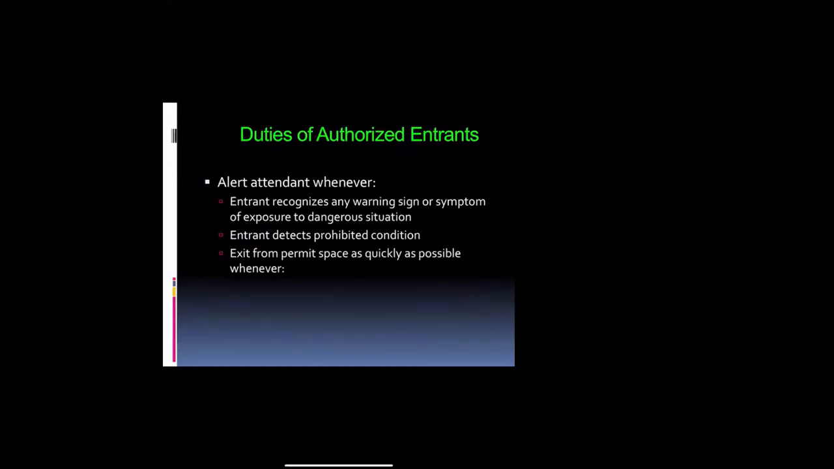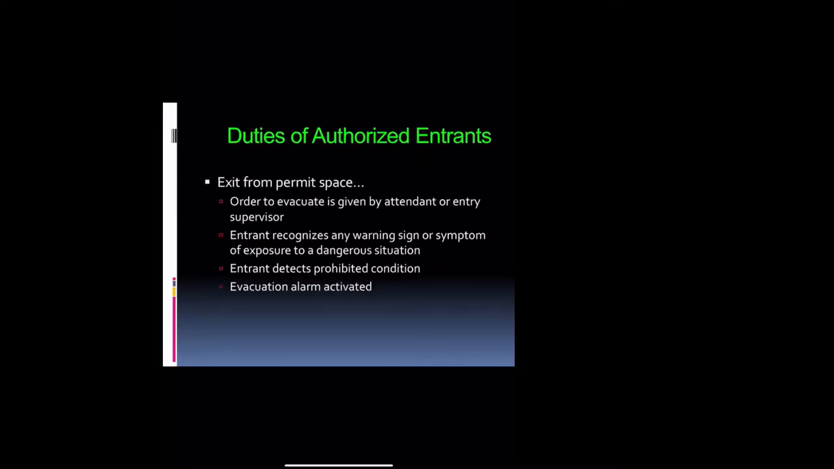They have to alert an attendant if you recognize any serious warning sign or symptom of exposure. If you detect a prohibited condition, like, you know what, we're supposed to cut the power, but there's still power down here. There's still lights down here. The water's still running. And then you should exit from this confined space whenever the order to evacuate is given by the attendant or the supervisor.